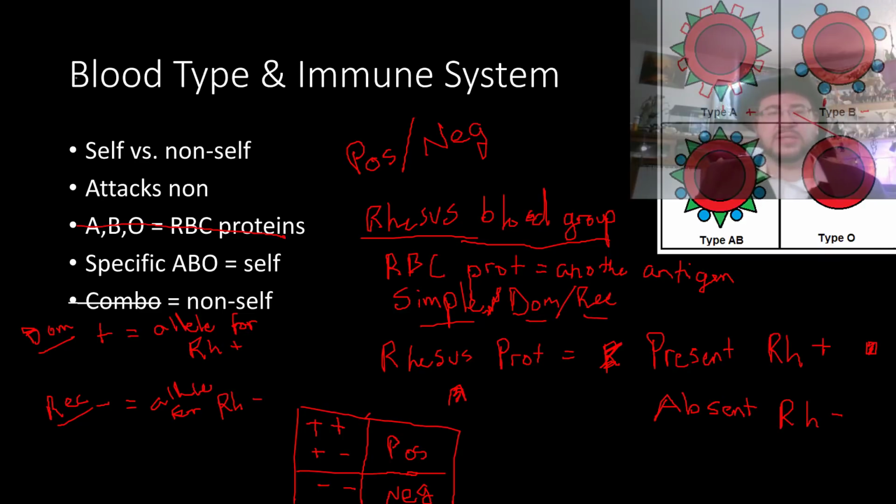So if you were doing Punnet squares, by the way, you would do the Punnet square for rhesus completely separately. If you were doing monohybrid crosses, you would do the Punnet square for rhesus separately from the Punnet square for ABO. So, important to note.